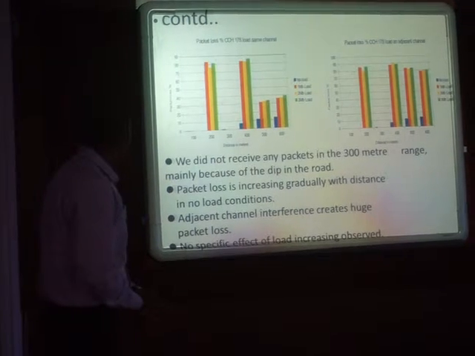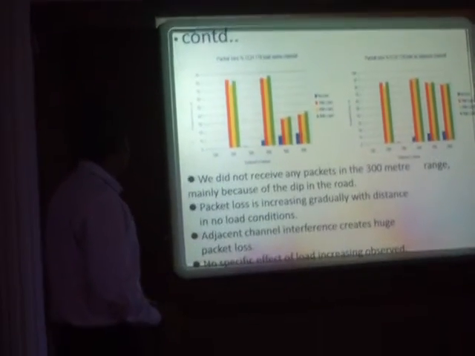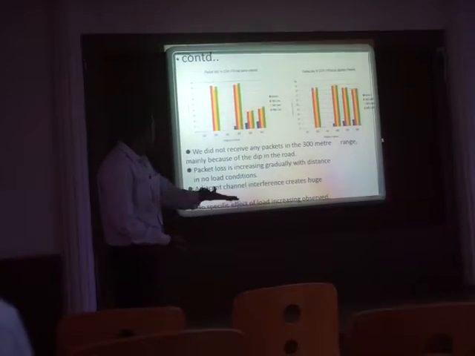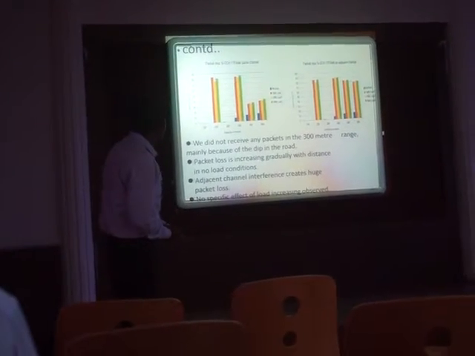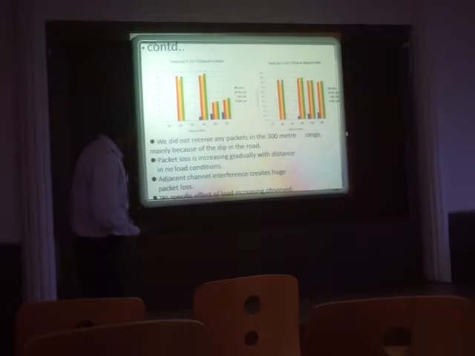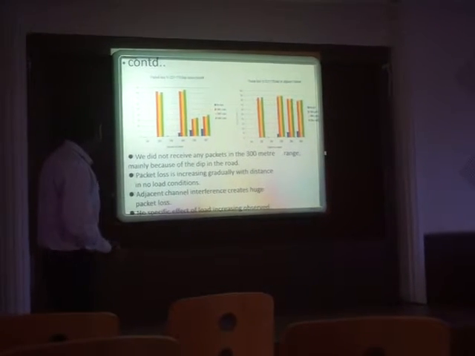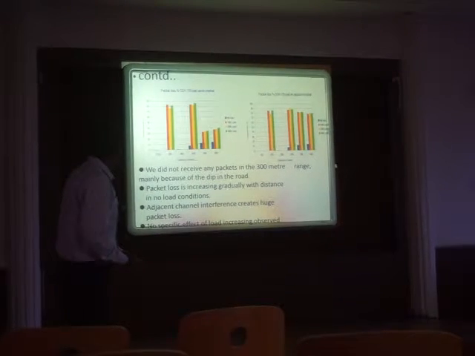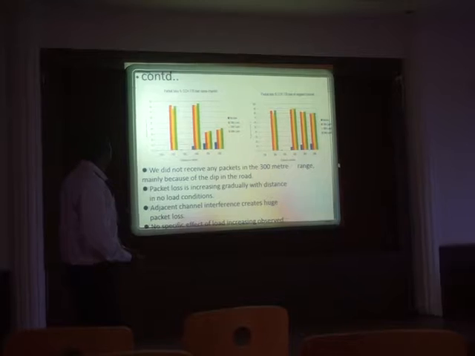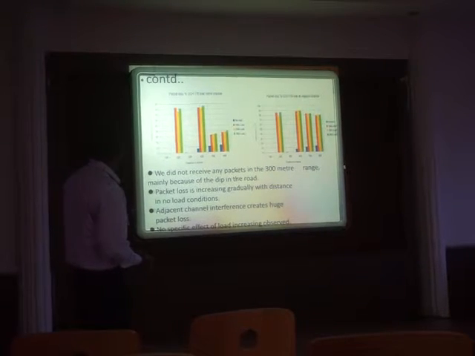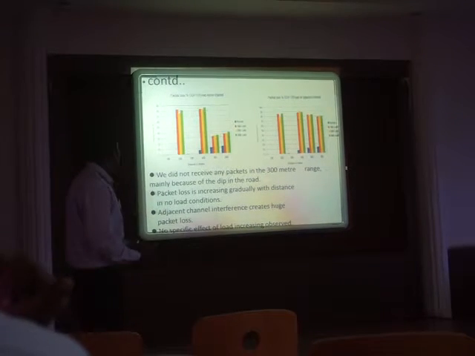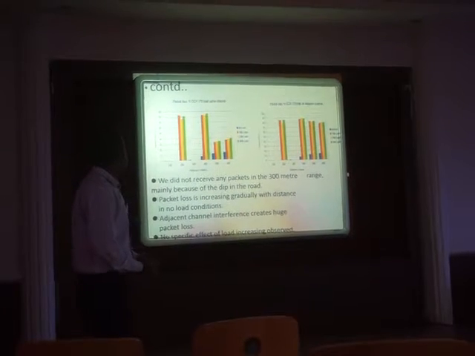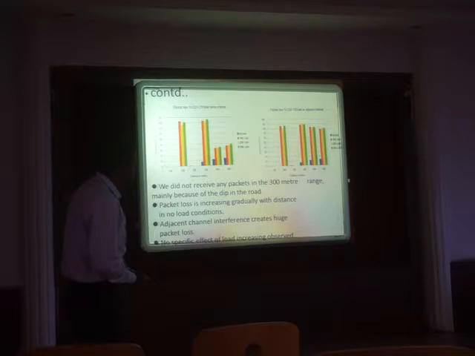These are the graphs for packet loss. For packet loss, we can see that as the dip started, there is a lot of packet loss, and the dip was between 200 to 500. Similarly, the packet loss was about 82 to 83% maximum with load on the same channel, and when the adjacent channel load was applied, the packet loss increased up to 90%.